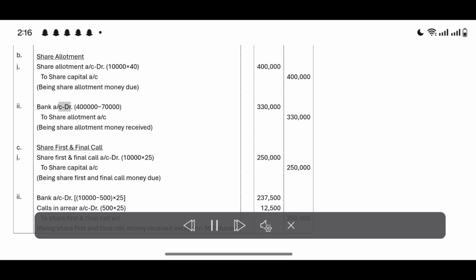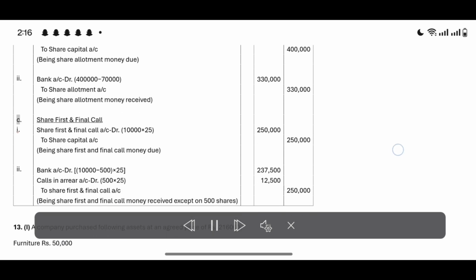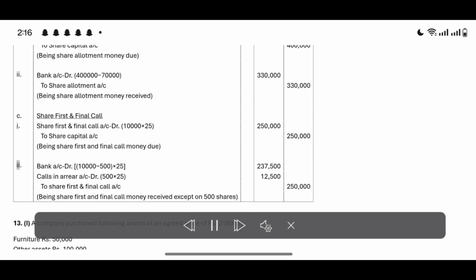Bank A/C Dr. 400,000 minus 70,000, 330,000. To share allotment A/C, 330,000. Being share allotment money received. Share first and final call. 1. 2. Share first and final call A/C Dr. 10,000 times 25, 250,000. To share capital A/C, 250,000. Being share first and final call money due.